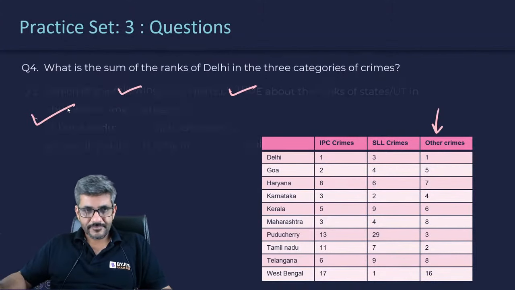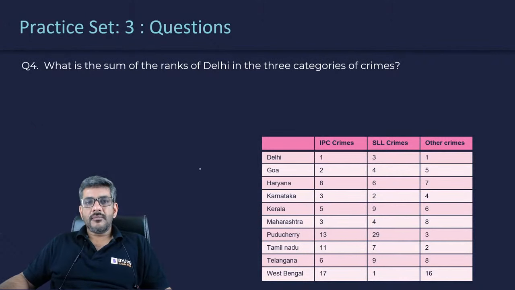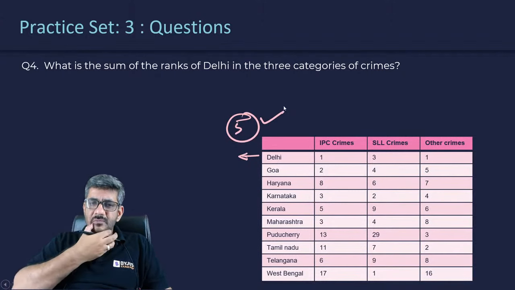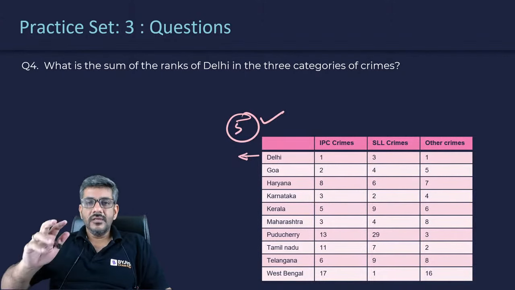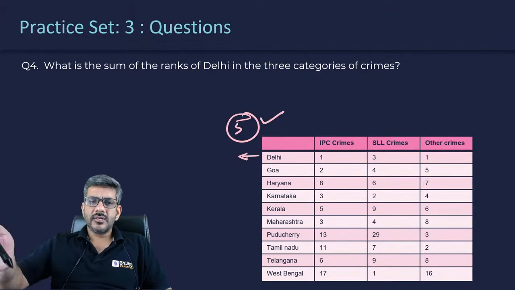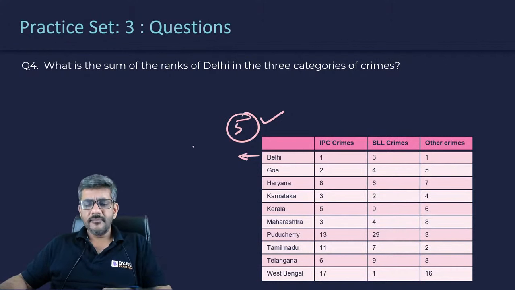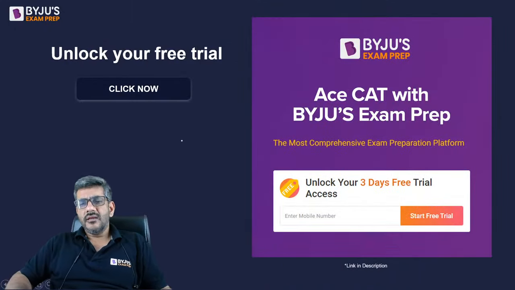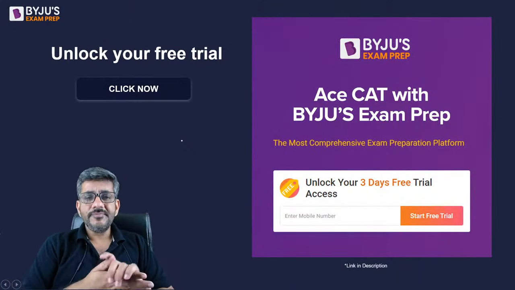Coming to the next one. What is the sum of the ranks of Delhi in the 3 categories of crimes? It is visible: 1 plus 3 plus 1 is equal to 5. So 5 is the answer for this question. Sum of the ranks of Delhi in all the 3 categories together. Adding 1 plus 3 plus 1 gives 5. So 5 is the right answer. Once the table is made, questions become easy.